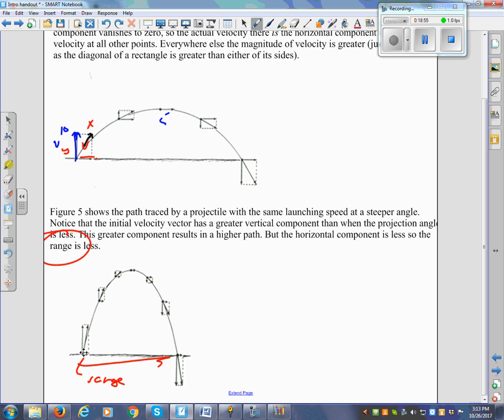Why doesn't it go so far? Because the horizontal speed is just teeny tiny. How can I get it to go farther? Bring the angle down, or what if I were to fire at the same angle but faster? Would it not go farther? Yes, it goes farther because it's actually in the air longer, right?